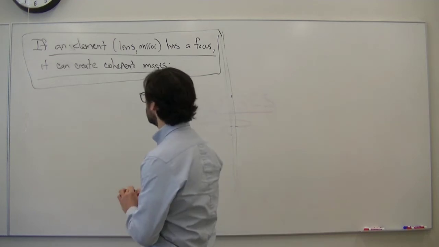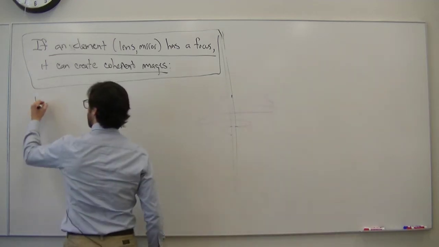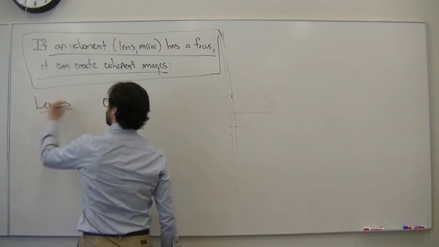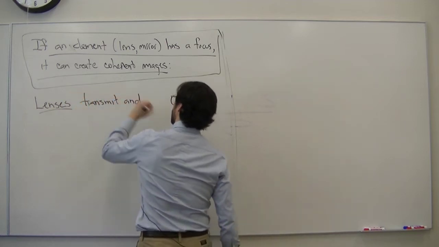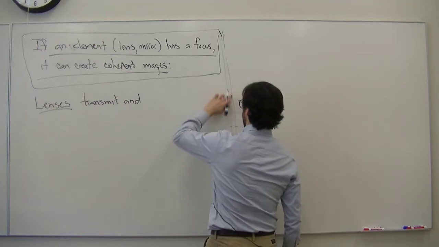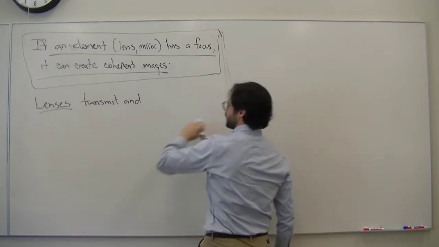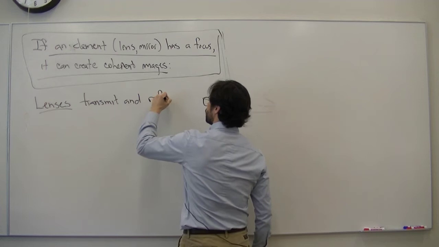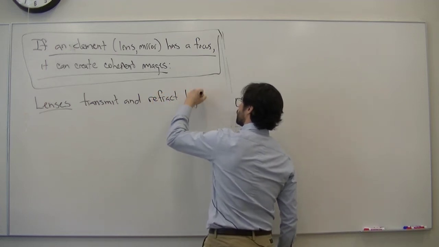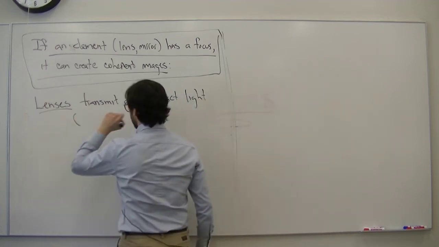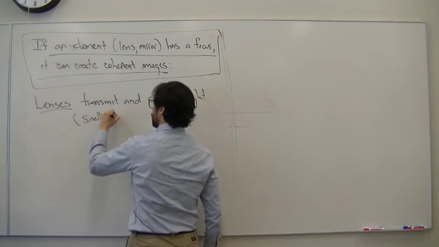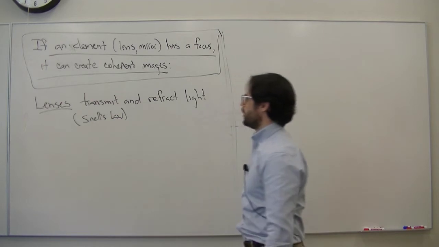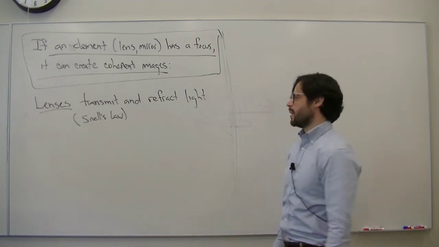So what we're going to do is do the same thing with lenses. And the thing about lenses is they don't reflect, so we won't be using the law of reflection. They refract. So it's not the law of reflection that we have to worry about. We have to worry about Snell's law. Except we probably won't really worry about Snell's law.